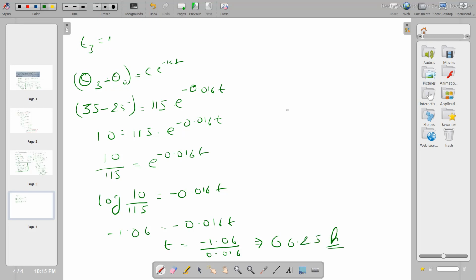So we got T3 is equal to 66.25 minutes. See how simple it is.